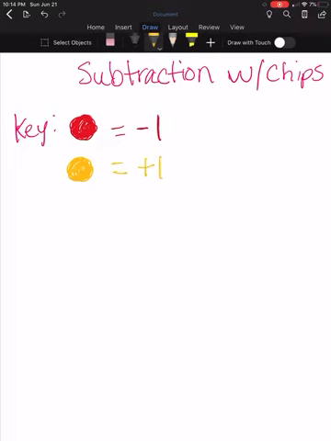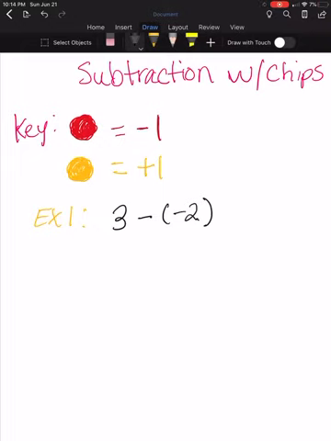Alright, so now that we got our key, we got our red chip and our yellow chip. Now let's just work some problems. So example 1, let's do 3 minus -2. Alright.